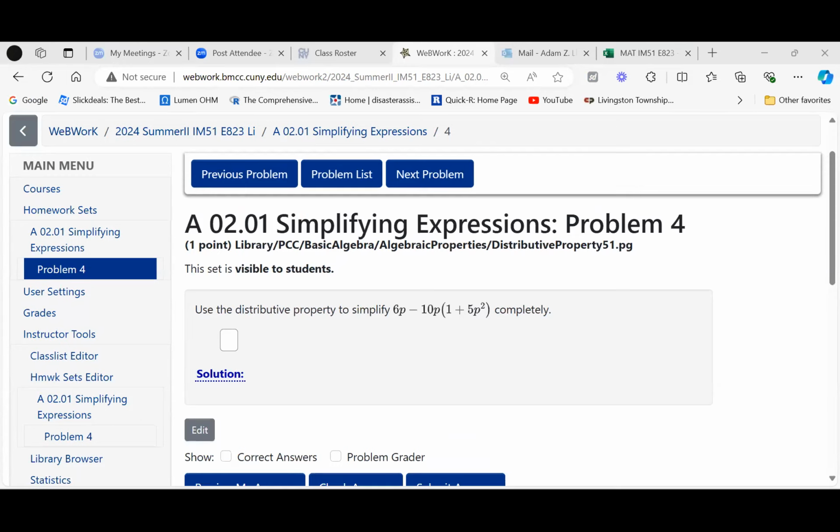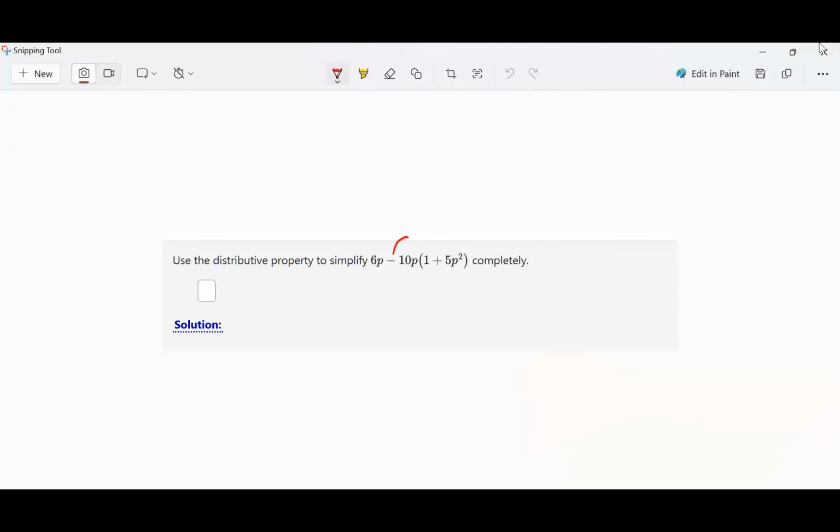First of all, you will distribute this, right? So minus 10p times 1, minus plus is minus, 10p times 1 is 10p. Then the other one is minus 10p times 5p squared. Minus plus is minus, 10 times 5 is 50. Then p times p squared: p to the first, p to the second, so it's p to the 1 plus 2, p to the third. So you get 50p cubed.